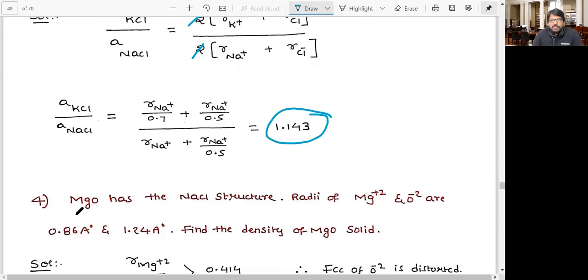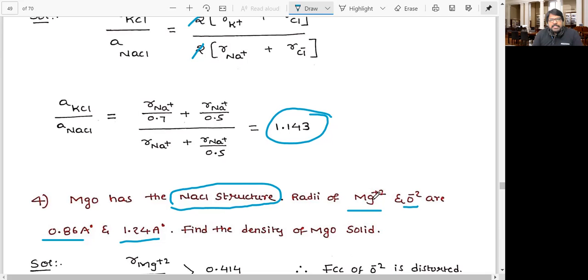And next let us take magnesium oxide, again NaCl structure, and radius of magnesium plus 2 is given as 0.86. Radius of oxide is given as 1.24 angstroms. Find the density of magnesium oxide solid.